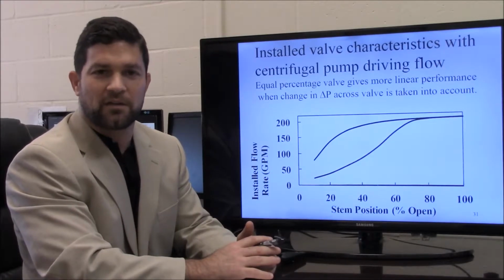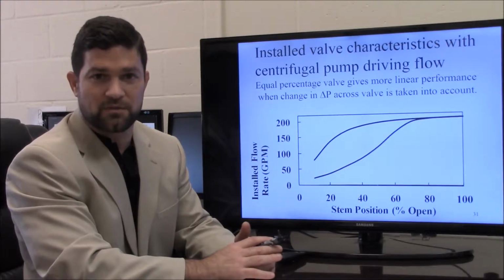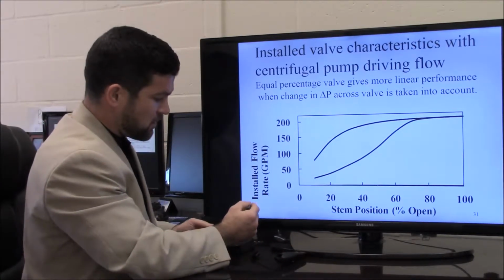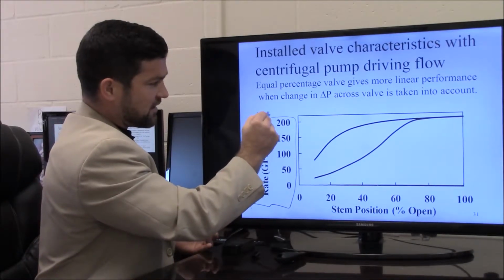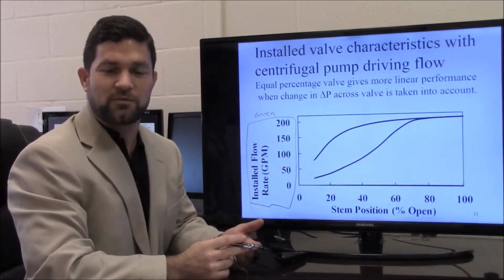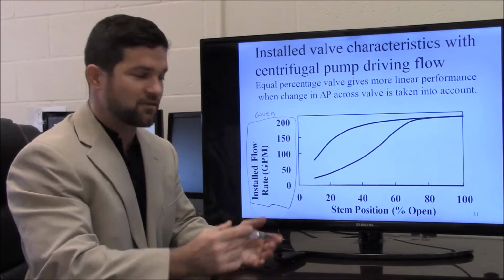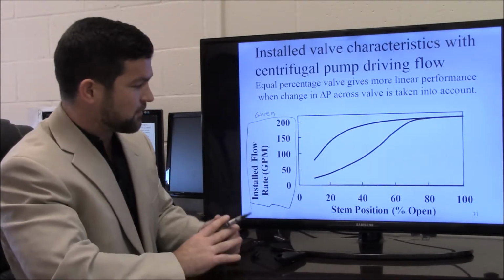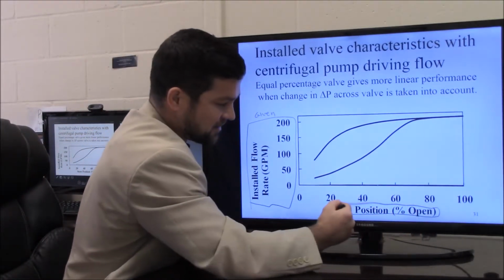Now we're back to the plot of the installed valve characteristics for the pump-driven flow system. Again, we have the flow rates, and these are given. These would be flow rates where we would target operating our system. If we wanted a bigger flow rate range, we would have to vary the range, etc. The stem position, this is our X.